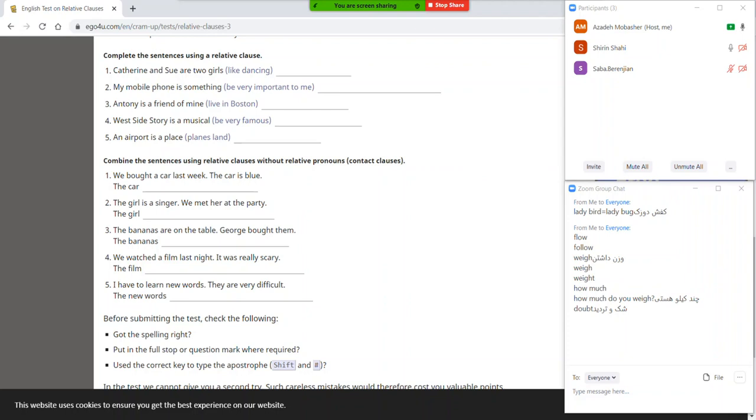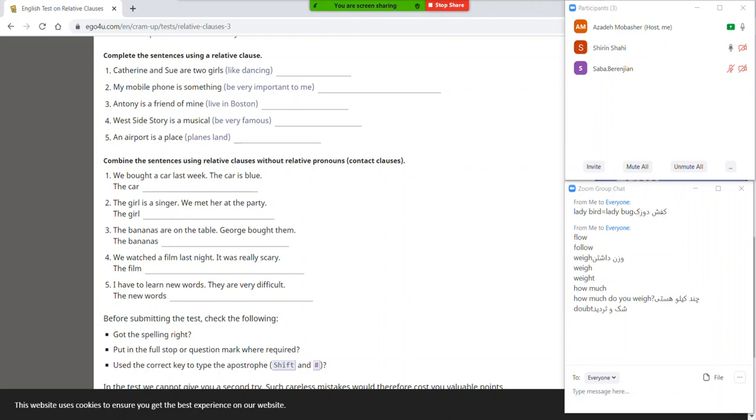Number one. We bought a car last week. The car is blue. The car that we bought last week is blue. If you can omit the relative pronoun, just do it. The car we bought last week is blue. Number two. The girl is a singer. We met her at the party. The girl we met at the party is a singer.